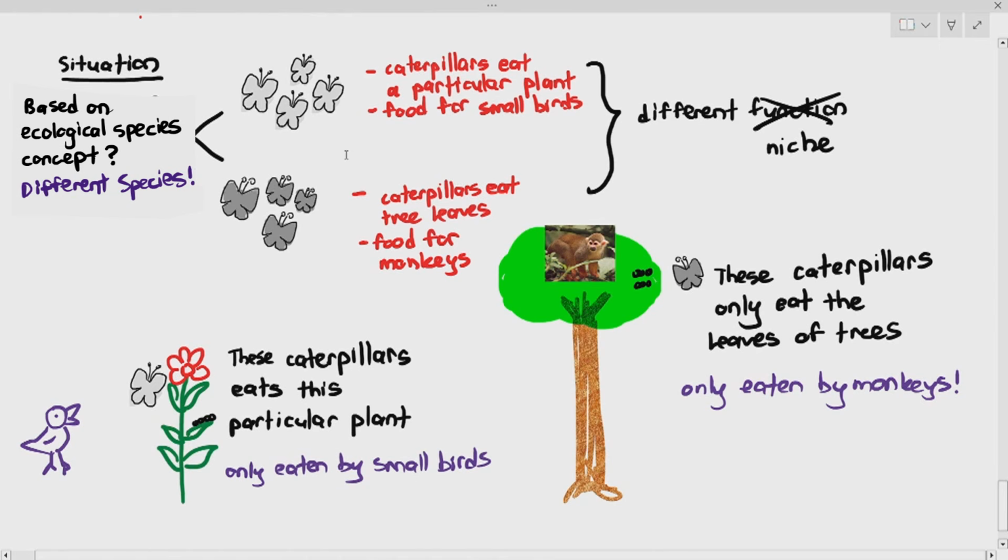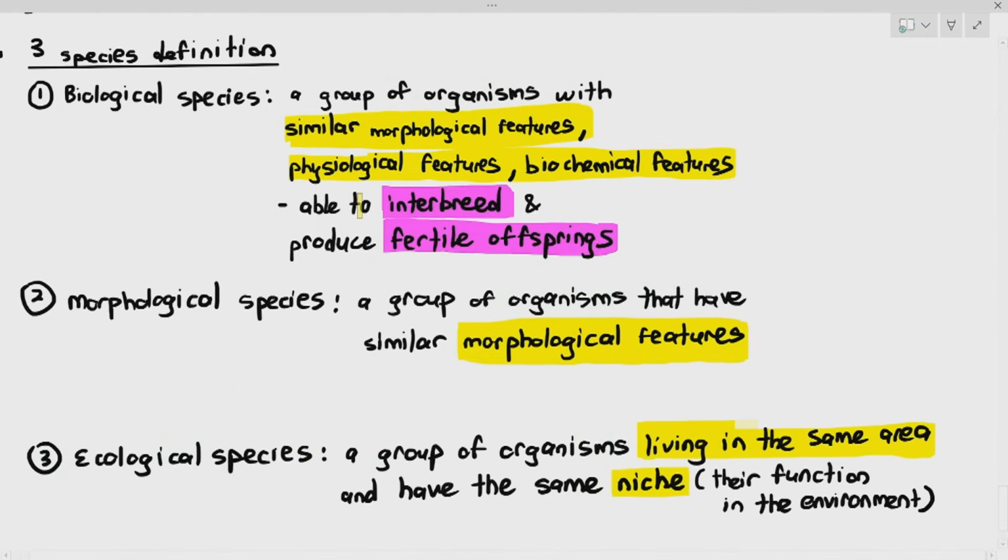Okay, so that's what it means. So the three species definitions that we have to understand are as follows: the biological species, morphological species, and ecological species.